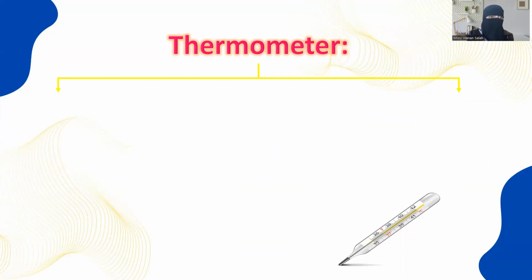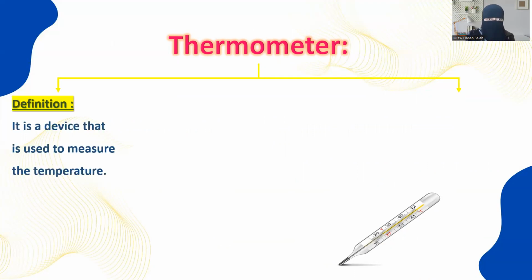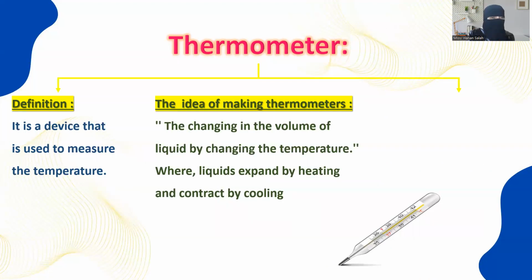Let's go to lesson 2, thermometers. That's the device that you can use to measure the temperature. I know you can use different types, but here we define the thermometer in general. It's a device you can use for measuring what? Temperature. And here is the idea of making a thermometer. Can you remember it?